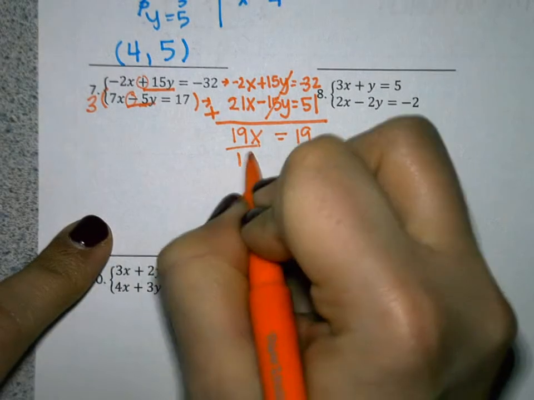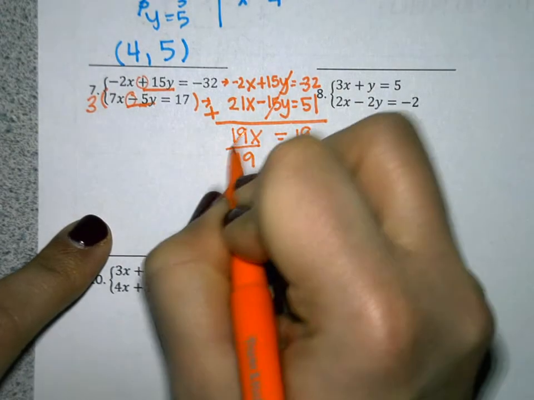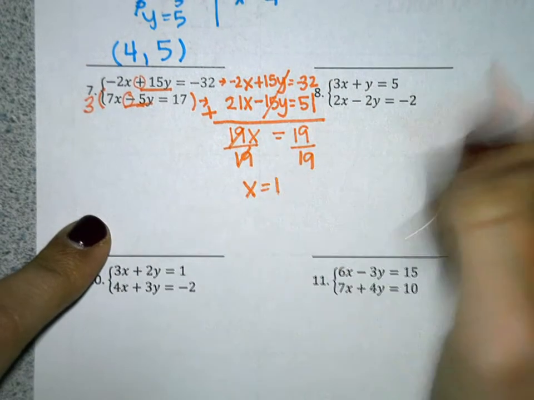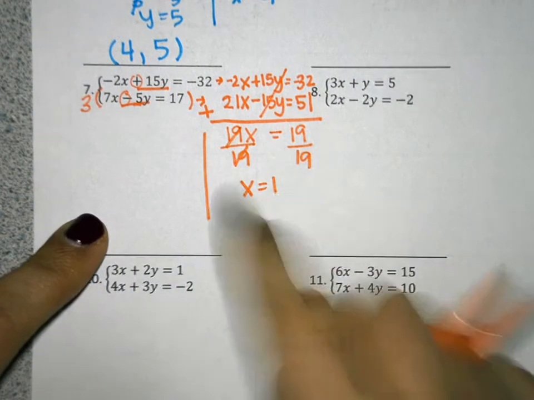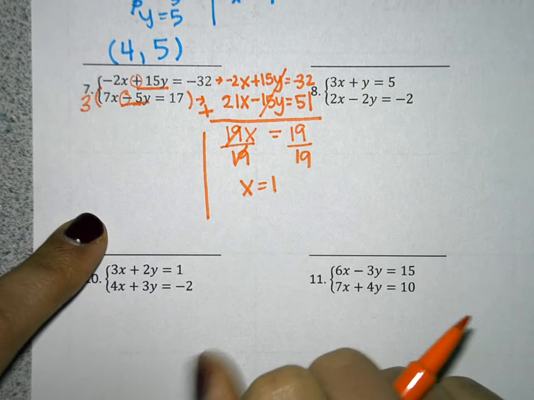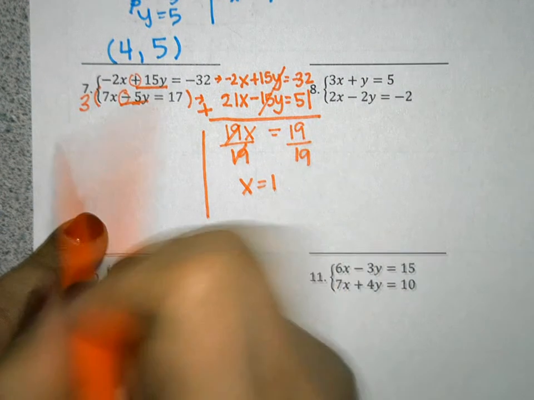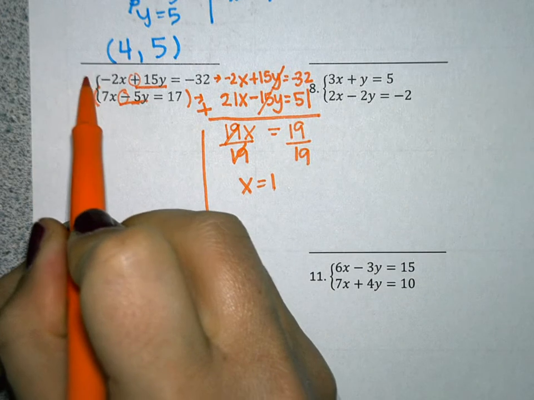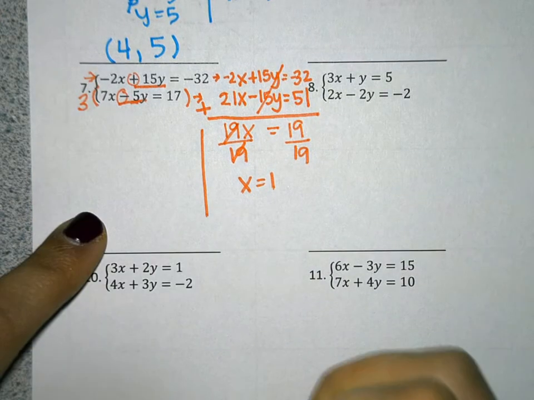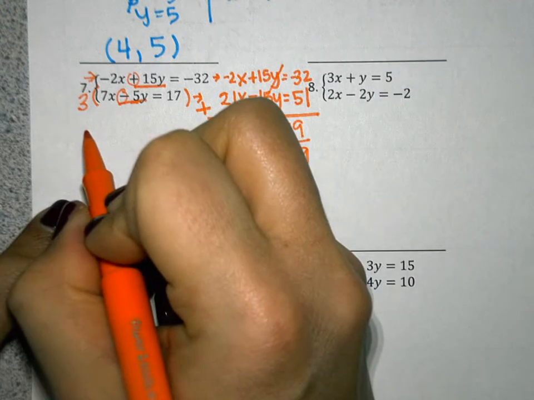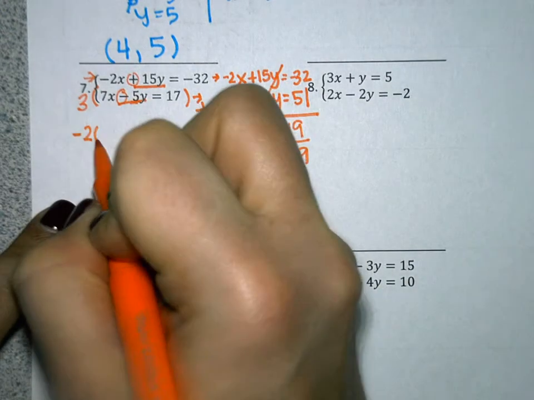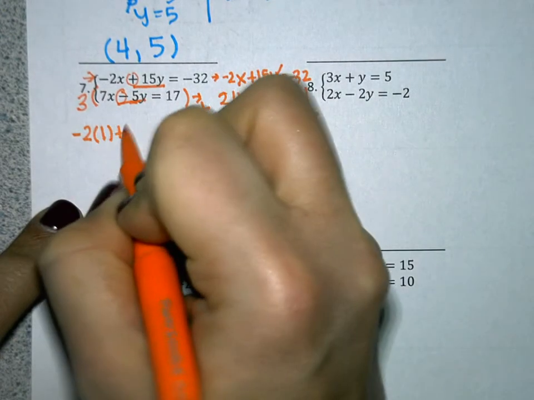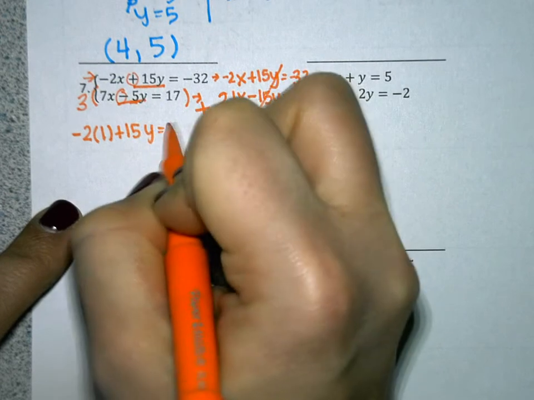Divide both sides by 19, and I get x equals 1. So then I'm going to take that and plug it back in to one of the original equations. And I think I'm going to plug it into the top one. So I'm going to get -2 times 1 plus 15y equals -32.